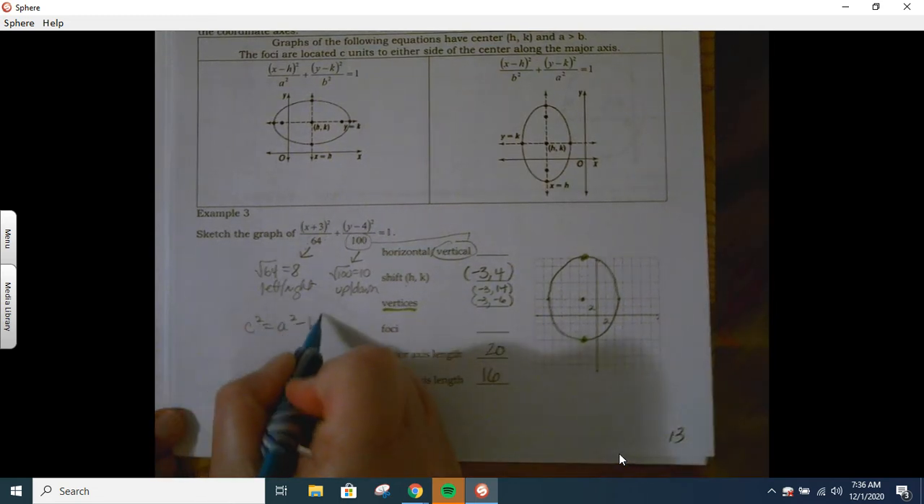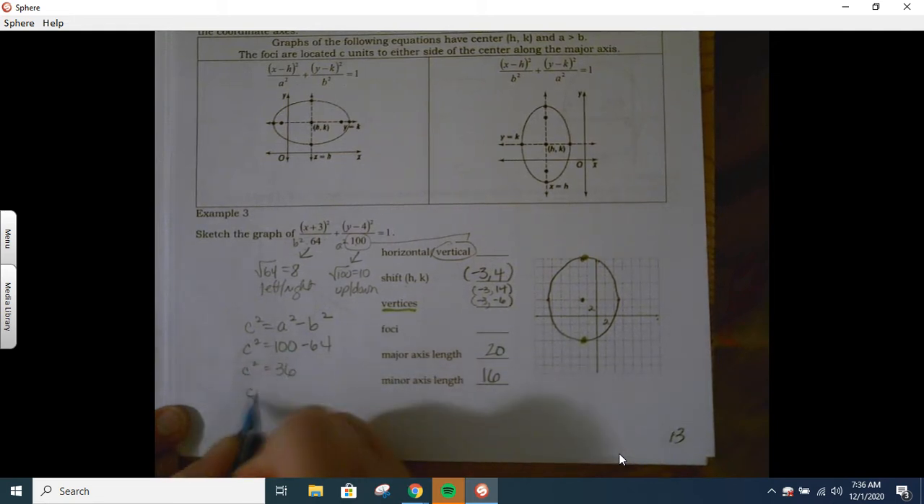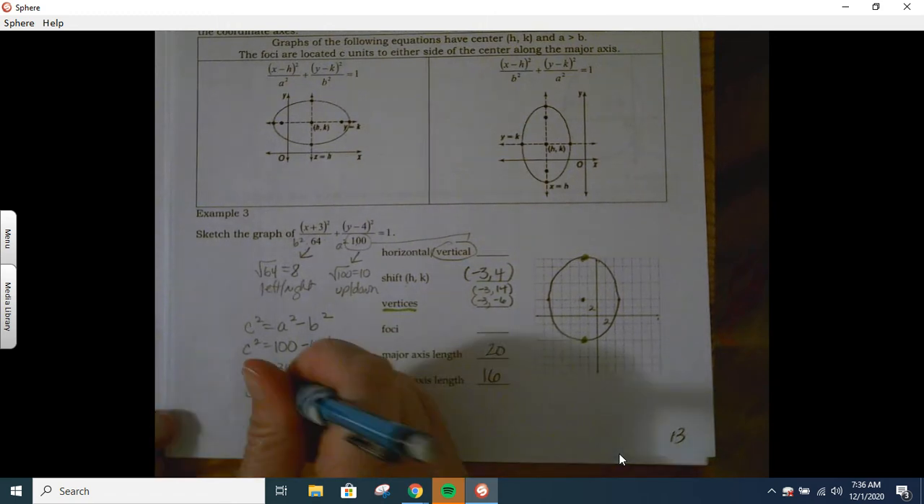And then for my foci, it's the square root of a squared minus b squared. Okay, this is my a squared. It's the one that's bigger. And then b squared is 64. So c squared is 36. So c is 6, plus or minus 6.